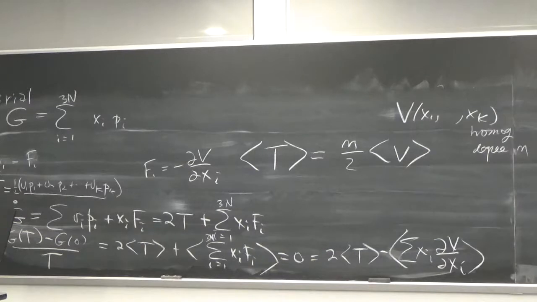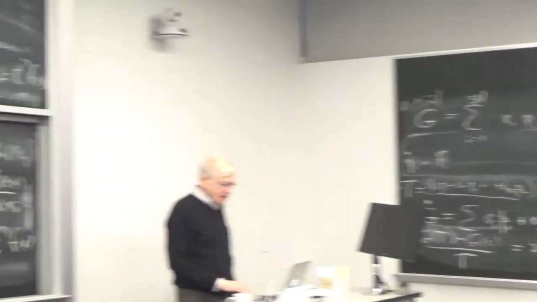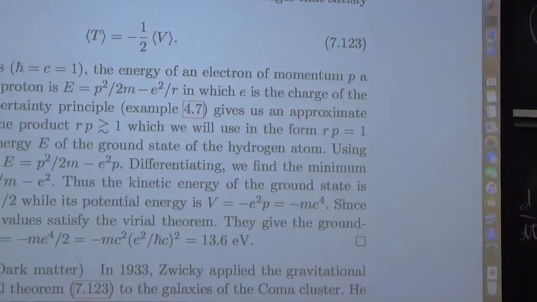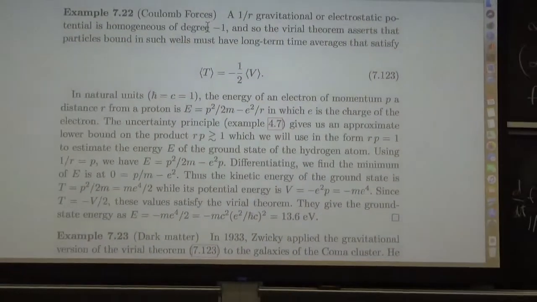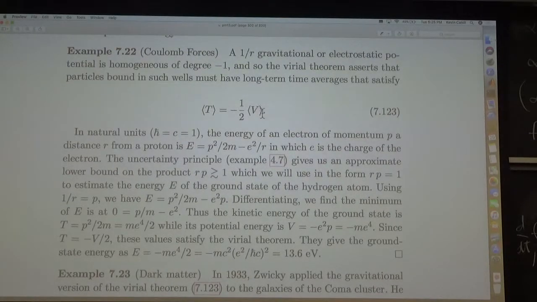So there are all sorts of examples of this. As I said, this is really important in physics, and you can see that it all follows from Euler's theorem and then the definition of homogeneity. So Coulomb forces: gravity goes as 1 over the distance. Potential goes as 1 over the distance. Electrostatic potentials also go as 1 over the distance. And so they're homogeneous of degree -1. And consequently the time average of the kinetic energy is n over 2, n being -1, so -1/2 times the time average of the potential energy.